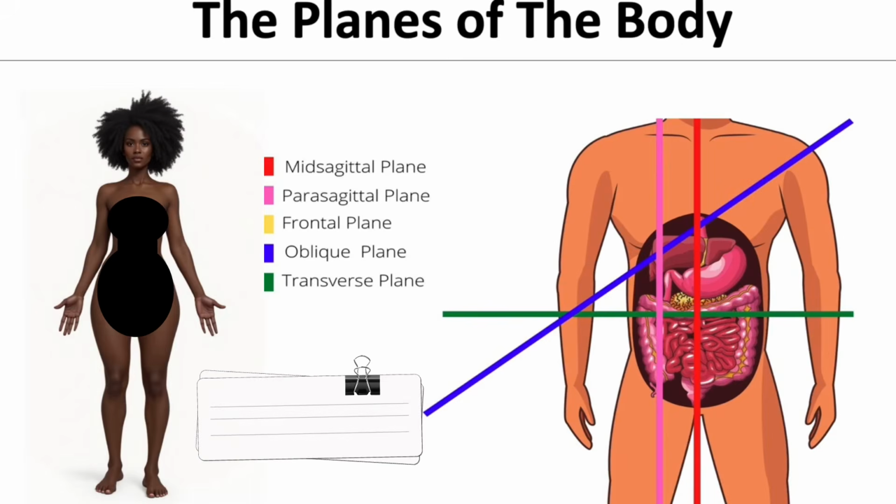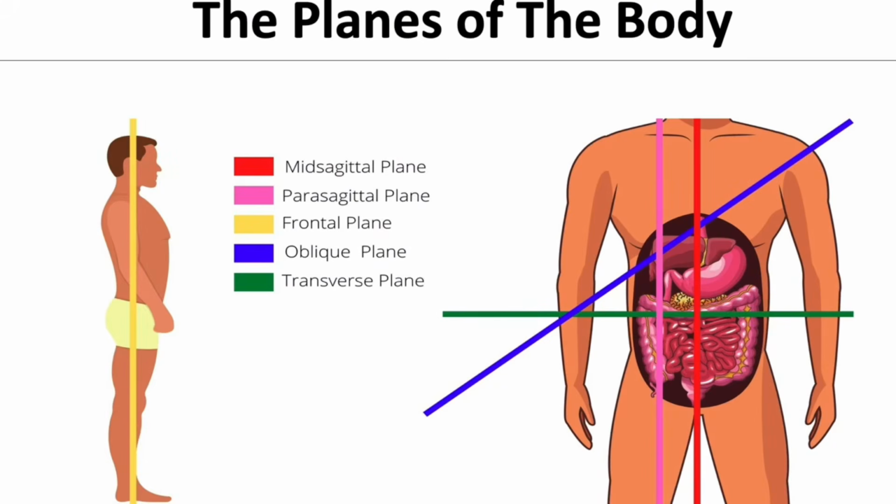Anatomical position. This is when a person is standing upright, facing forward with their arms at their sides and their palms facing forward in a supine position. Their feet are slightly apart and their toes are pointing forward. With that being said, the frontal plane, or sometimes called the coronal plane, divides the body into front and back parts. And then we have mid-sagittal, which divides the body equally into left and right parts. And then we have para-sagittal, which divides the body into left and right parts, but unevenly.